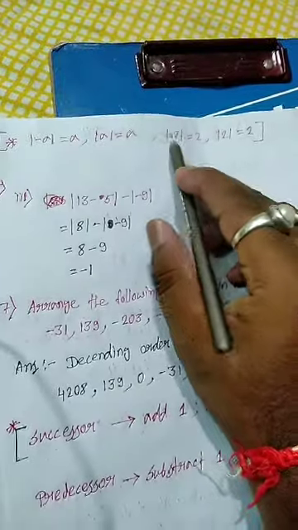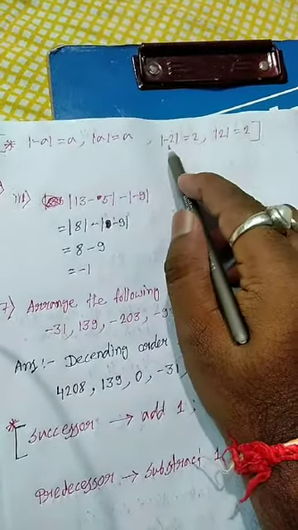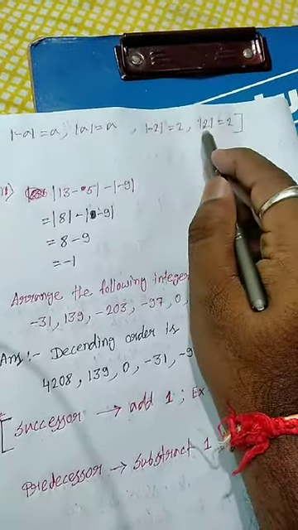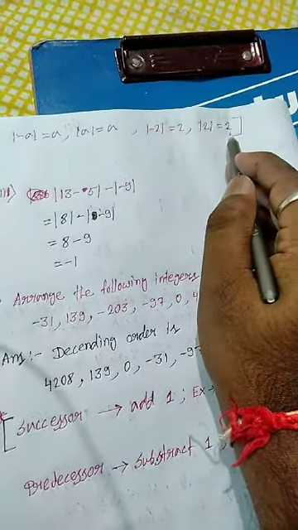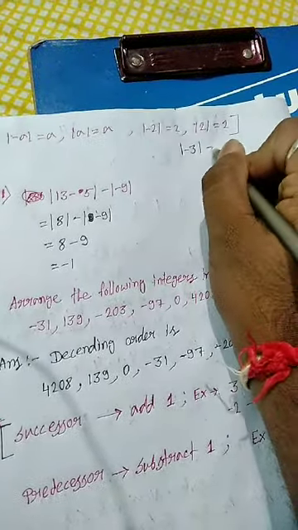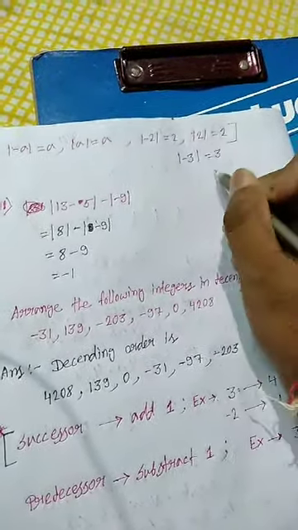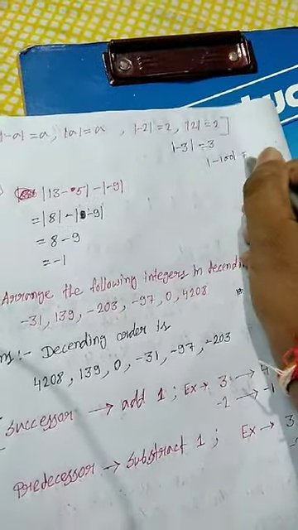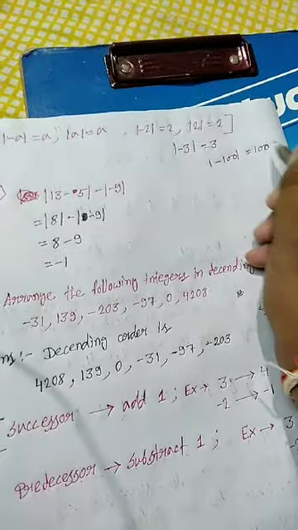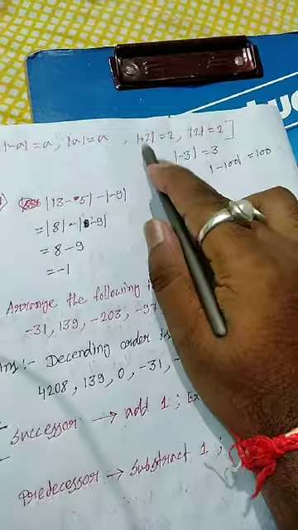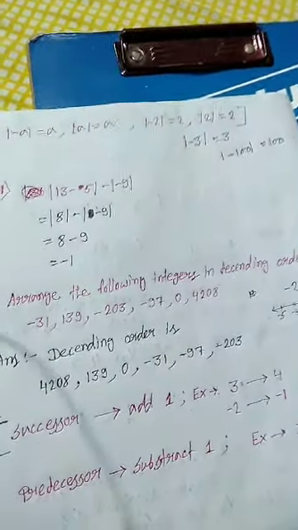That means if you put -2 within the mod, it will give +2. If you put +2, then it also gives +2. If you put -3 in this mod, it will be +3. If you put -100 in the mod, it will be +100. Whatever you put within this mod function, it always gives a positive value.